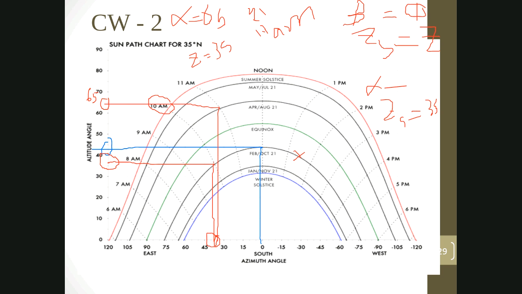However, you should remember that each latitude has its own diagram. So when you start to use this diagram, you should know your latitude and choose the correct diagram. Okay. Any questions up to here? Okay. I will stop at this point.